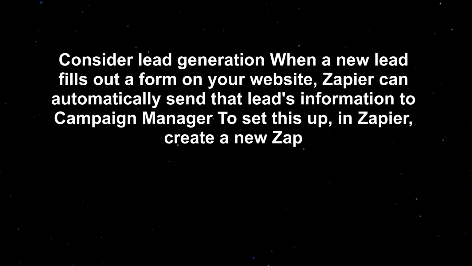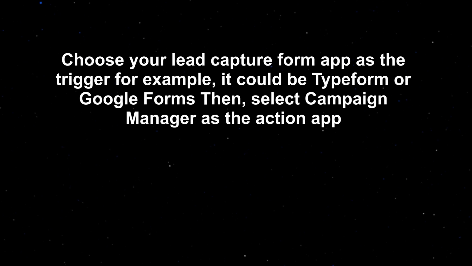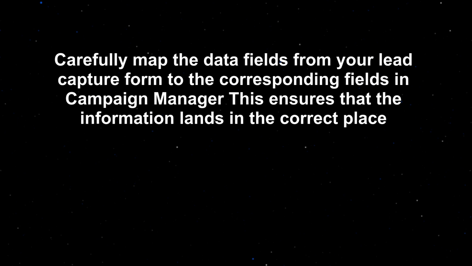In Zapier, create a new Zap. Choose your lead capture form app as the trigger. For example, it could be Typeform or Google Forms. Then, select Campaign Manager as the action app. Carefully map the data fields from your lead capture form to the corresponding fields in Campaign Manager. This ensures that the information lands in the correct place.